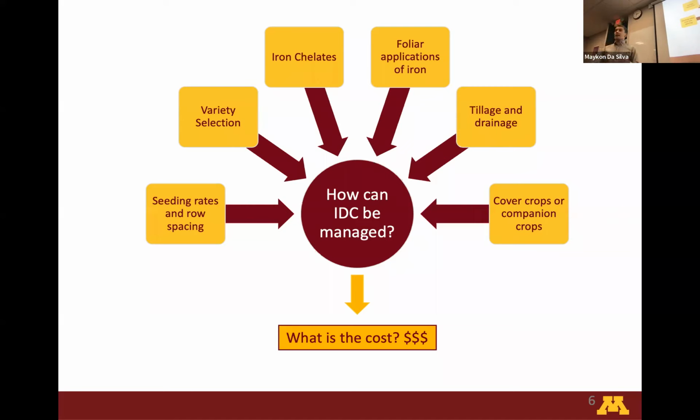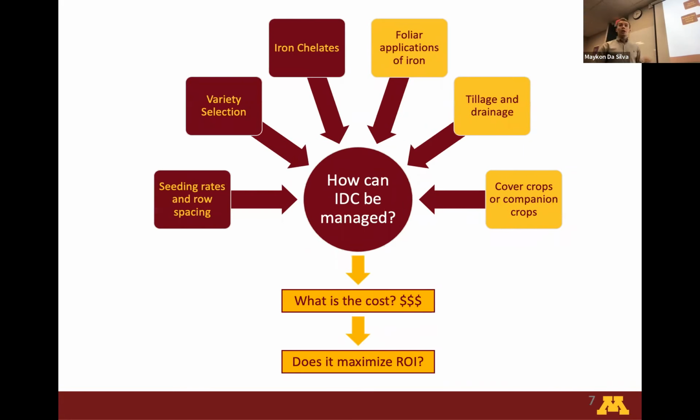So there are several agronomic practices or management strategies that have been reported to prevent or reduce IDC losses in soybeans, such as tillage and drainage, foliar applications of iron, planting a tolerant variety, among others. But each of these management strategies come at some cost. Therefore, we designed our study to test 3 of the most often used management strategies for IDC in soybeans from a systems approach, which are variety selection, seeding rates, and iron chelates.